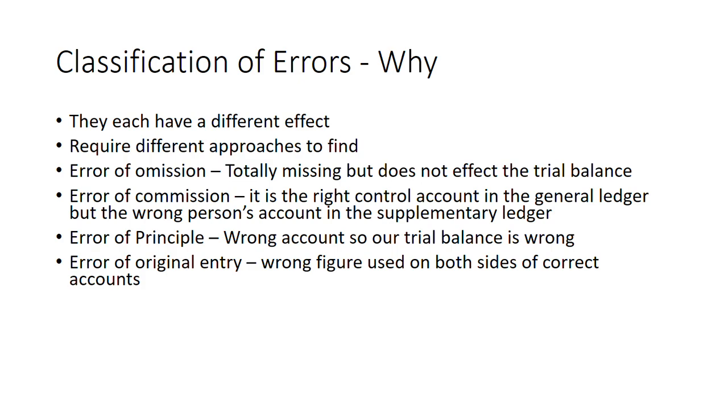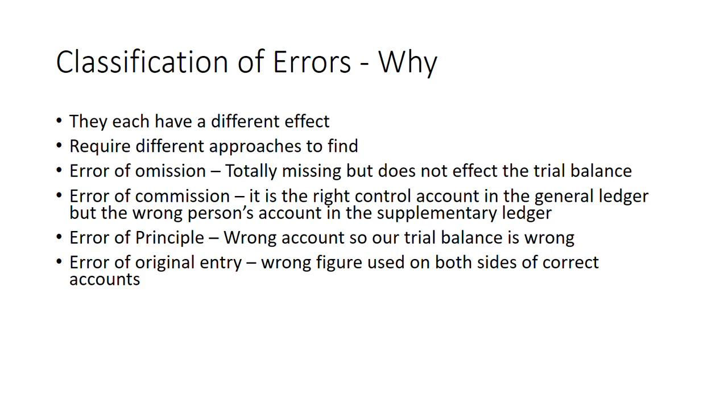Then we've got a compensating error, and this is where two errors are made, but they perfectly cancel each other out. It's not likely, and typically compensating errors create suspense accounts, with a large movement one way and a large movement the other way, but they don't balance against each other.